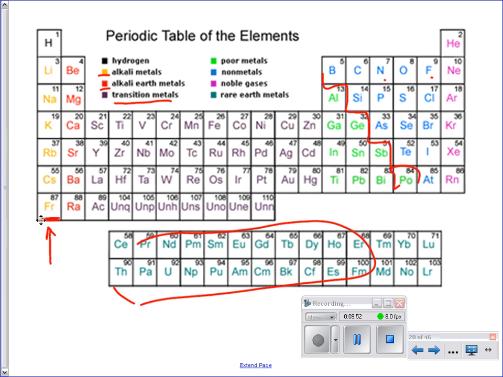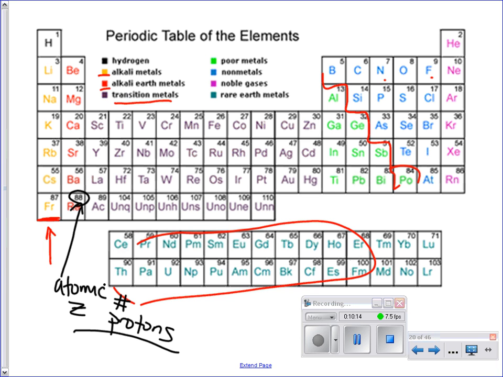Now, as far as the parts of the periodic table, every single box has one of these numbers. What is that number? Atomic number. What does that stand for? This is the number of protons, sometimes seen with a Z. That's the identity of the element. If that number changes, the identity of the element changes, okay?